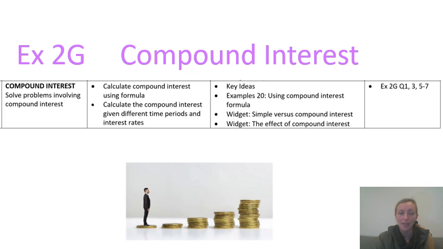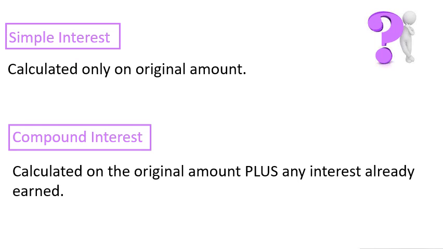Hi guys, today's lesson is exercise 2G, compound interest. Last lesson we looked at simple interest. That's interest calculated only on the original amount, so just on the principal, the initial amount borrowed or invested. But compound interest is calculated on the original amount plus any interest already earned.